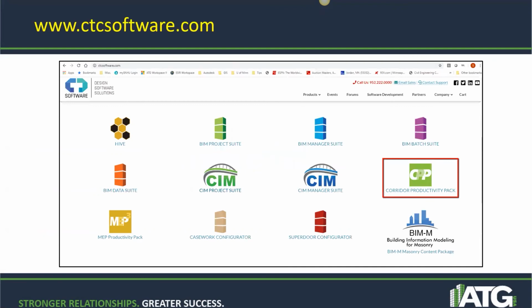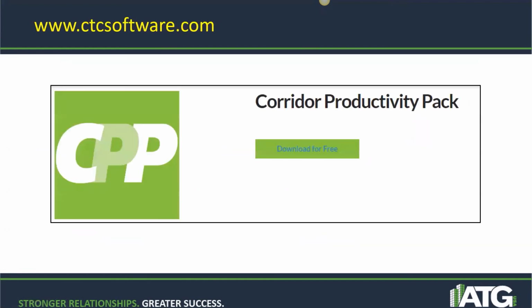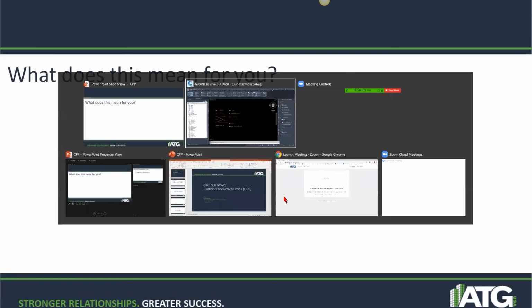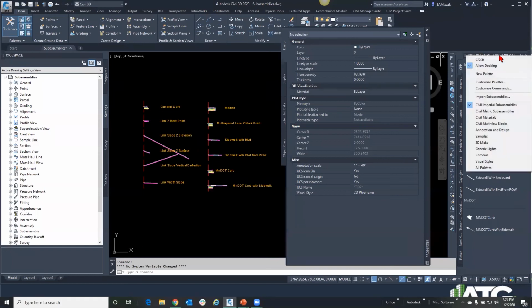So first, go out to ctcsoftware.com, find the Corridor Productivity Pack, go ahead and click on that. It's going to say download for free. And you're going to download it. It's going to give you a zip file. You'll extract the zip file. And then inside the software, you do the standard.